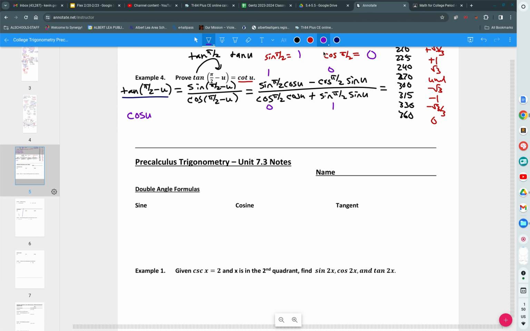Then look at the bottom. You've got 0 times cosine, which is going to be 0. And then you have 1 times sine, which is just sine. What's cosine over sine? Cotangent. Is that what we were supposed to come up with? Absolutely. That's the proof. The entire piece is your answer.